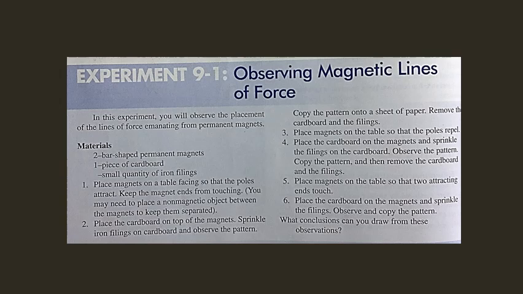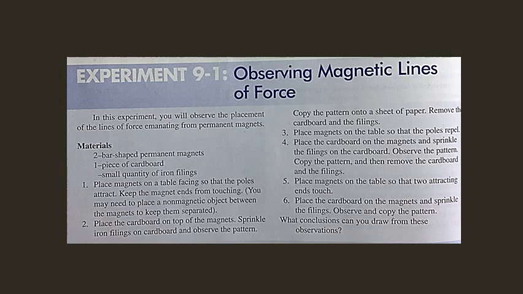Step 1 is to place the magnets on a table facing so that the poles attract. Keep the magnets' ends from touching. You may need to place a non-magnetic object between the magnets to keep them separated. Step 2 is to place the cardboard on top of the magnets. Sprinkle iron filings on the cardboard and observe the pattern. Copy the pattern onto a sheet of paper. Remove the cardboard and the filings.